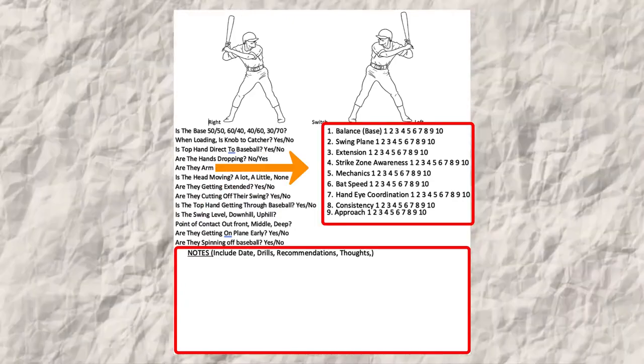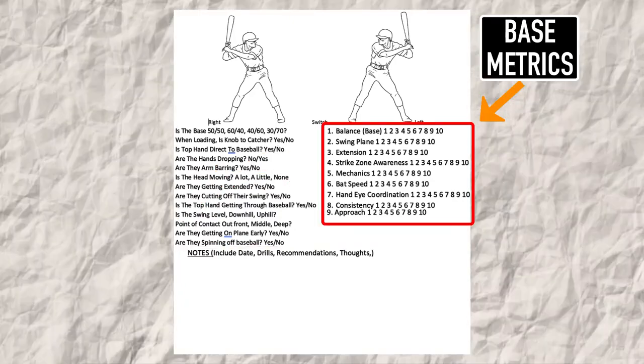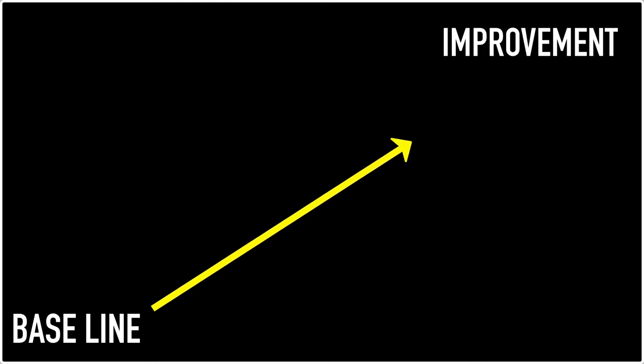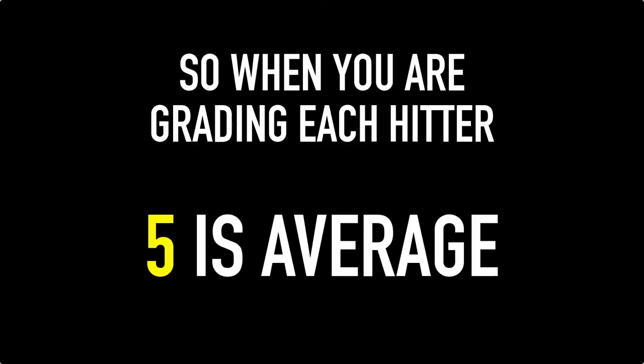So the numbers on the right side are what I call the base metric. These metrics are how I grade each player. And the goal was to get a baseline for the hitter and show the progression as they get better and continue with me. I show it to the parents, the players, and it gives me a place to see their improvement. So when you are grading each hitter, 5 is average.